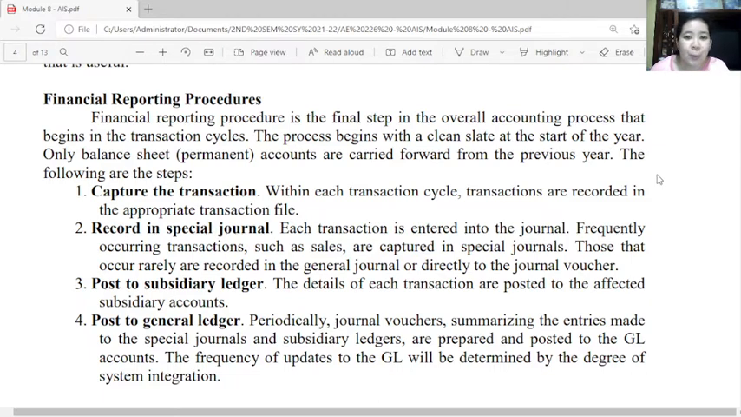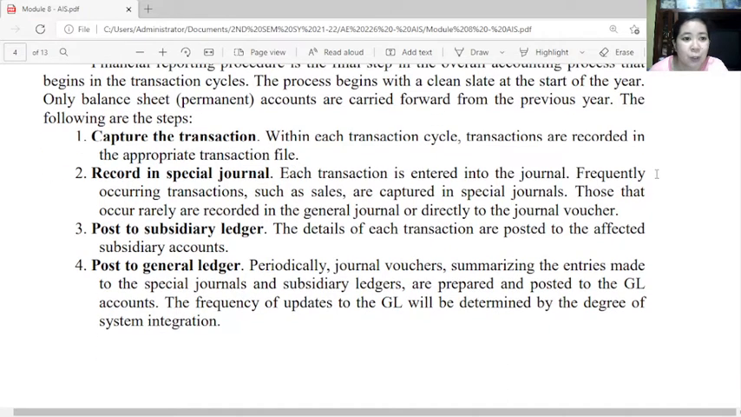Here are the following steps in our financial reporting procedure. Again, you are already familiar with this. First, of course, is the capturing of the transactions, meaning within each transaction cycle, revenue cycle, expenditure cycle, and conversion cycle, the transactions will be recorded in the appropriate transaction file, or journal or ledger. Second, we will also use the special journal in recording the transactions. For frequently occurring transactions such as sales, we will use the special journals.